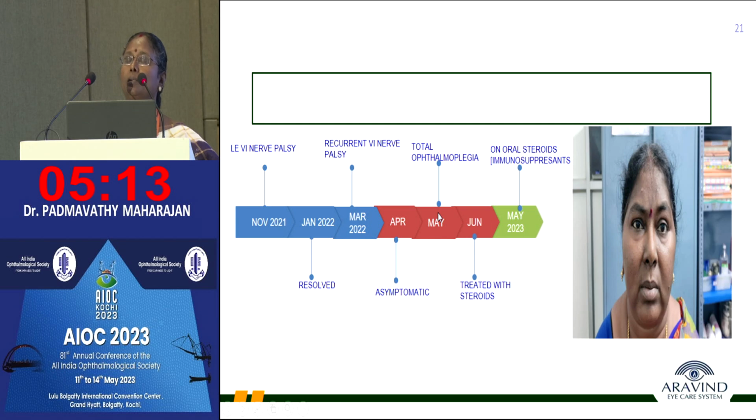She presented in May with total ophthalmoplegia to a different institute where they had imaged and treated her with steroids. And she has been on oral steroids and immunosuppressants since then. So where have we gone wrong? Actually, you may need repeat imaging when the patient comes with recurrent 6th nerve palsy. You have to question yourself what could be the cause.